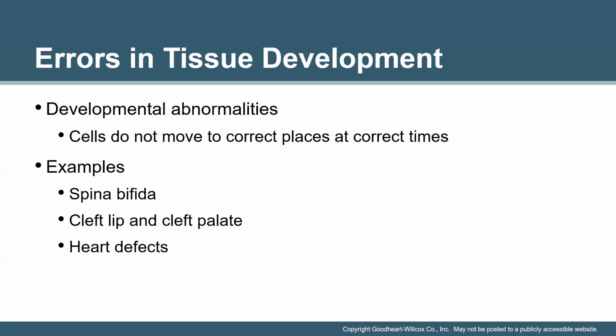Part of the neural tube will remain open on the back of the embryo. And there are different kinds of spina bifida, FYI.